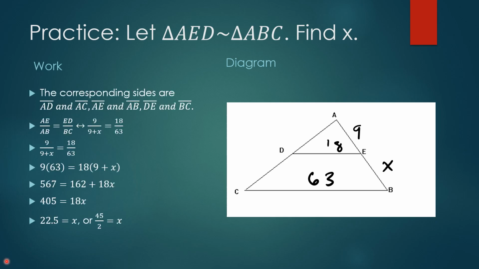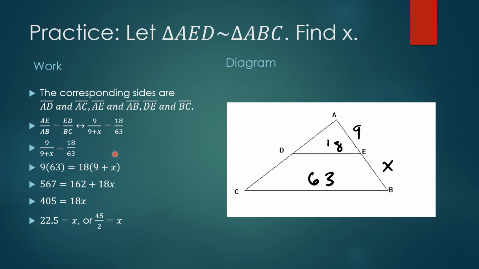The corresponding sides are as follows. Now, since we know BC and ED, we can use that as one ratio. We also know that AE, and we also have BE. All right, so we're going to use AE over AB and ED over BC. AE is 9, and AB is 9 plus x. So we're only going to have one x in this one.